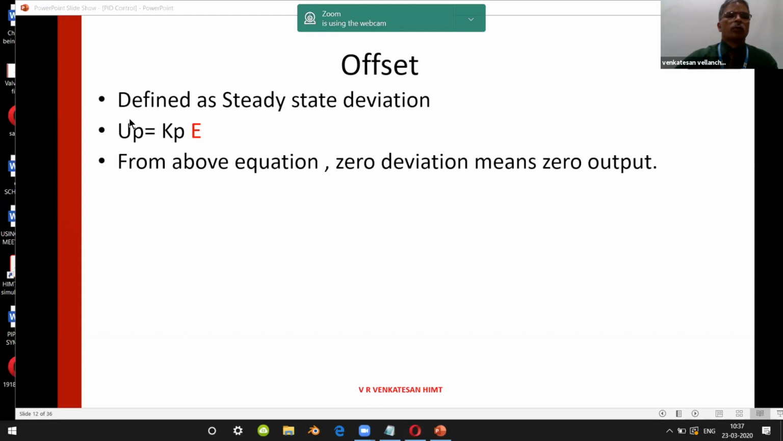This is the output of the proportional controller. This is the gain. And this is the deviation. So here, if you see, if the deviation itself turns to zero, then output also becomes zero. So zero deviation means zero output in proportional control.